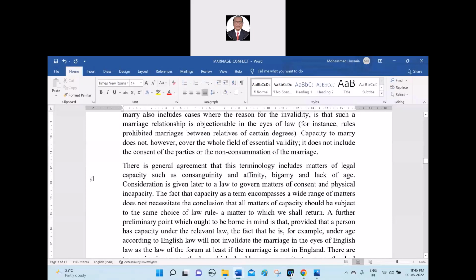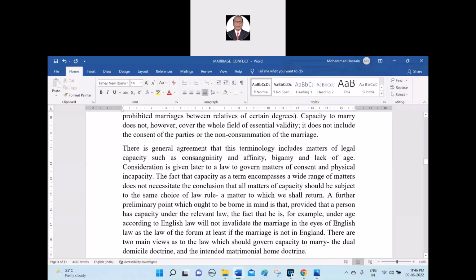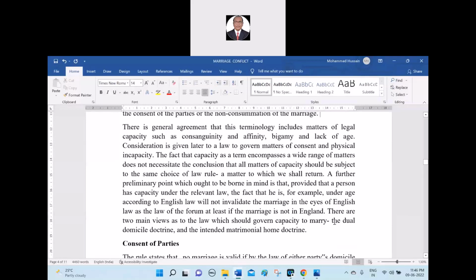The fact that capacity is a term encompassing a wide range of matters does not necessitate a conclusion that all matters of capacity should be subject to the same choice of law rule, a matter to which we shall return. So when you say capacity, it varies from country to country, but the international instrument says that they have to follow 18 years, 21 years, that is the capacity to marry.